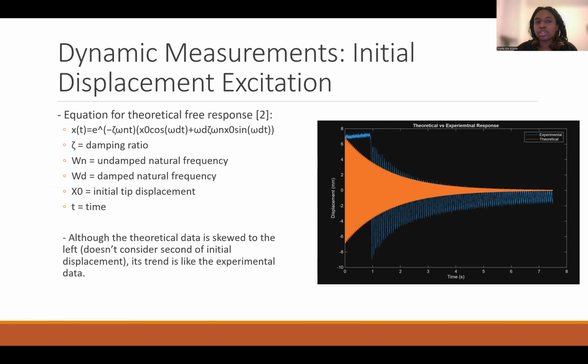However, the trend is very optimistic, seeing how it copies the gradual decrease in oscillations as time progresses.